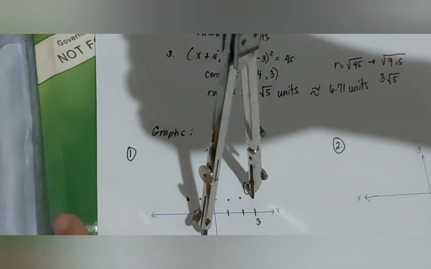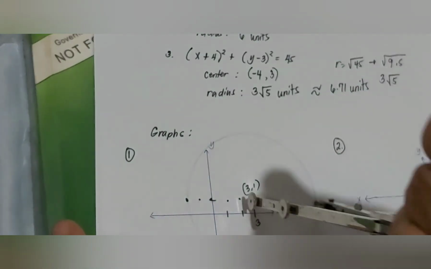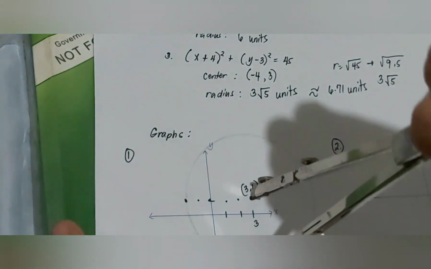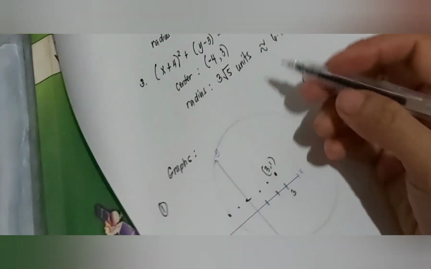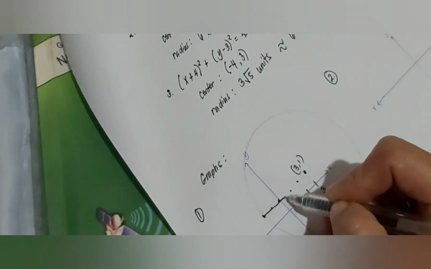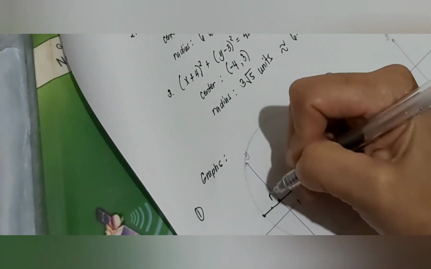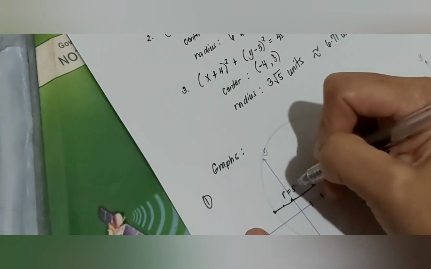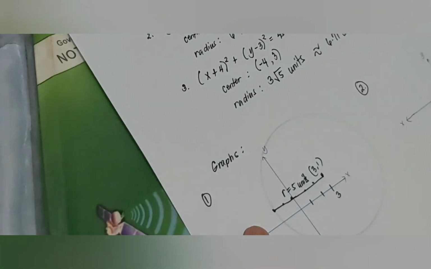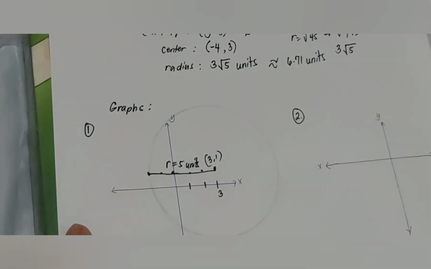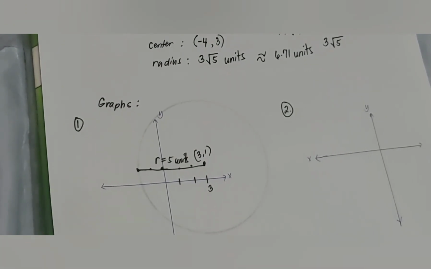And then, slightly glide. There you have it. This is our circle. Pwede natin itong lagyan ng guhit. And then, we may write R is equals to 5 units. Okay. That's for number 1.